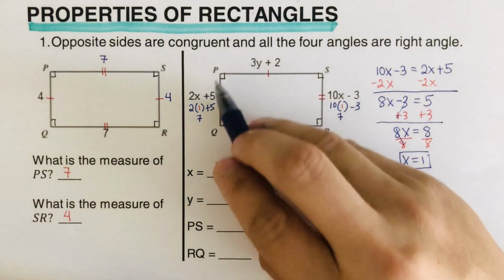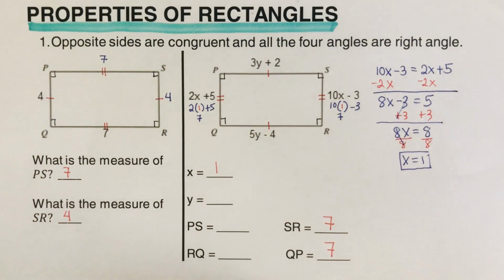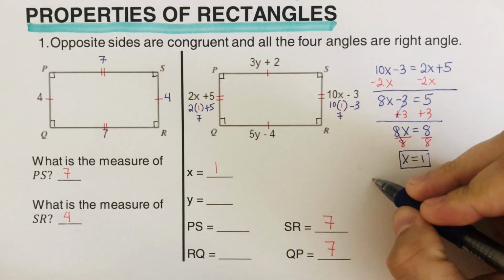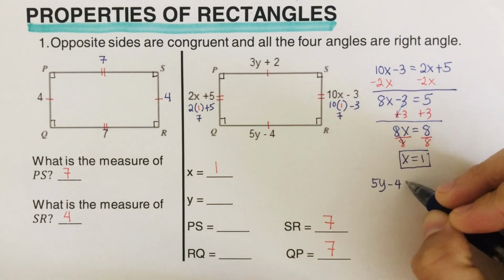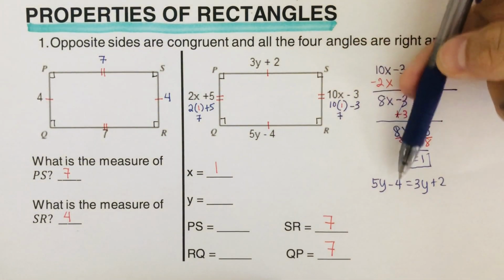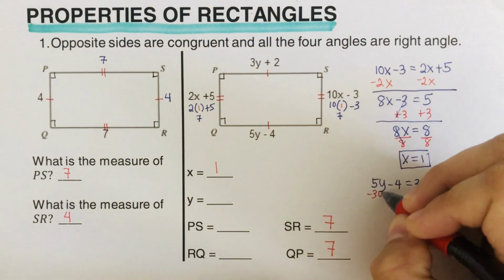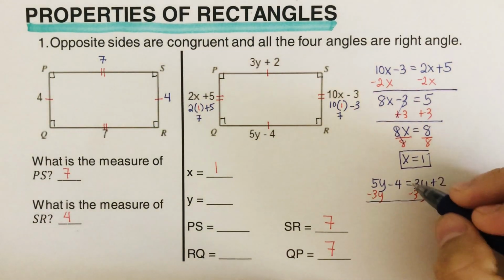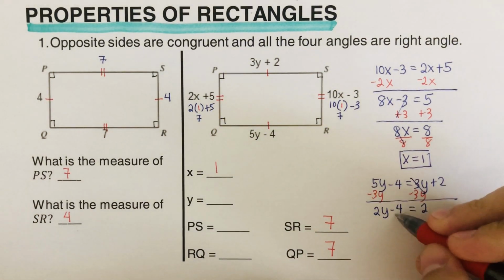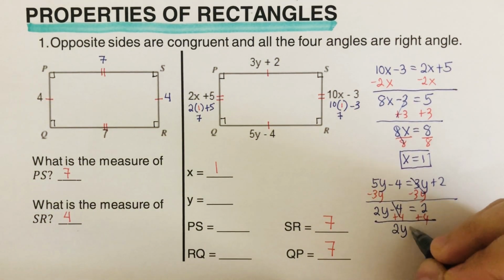Now let's find PS and QR. We're going to solve for y. Since they are congruent, we set them equal to each other and solve for y. So 5y minus 4 equals 3y plus 2. Minus 3y from both sides, we are left with 2y minus 4 equals 2. Then we add 4 to both sides, so we get 2y equals 6.